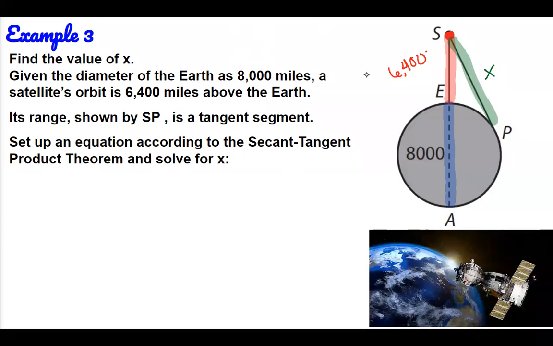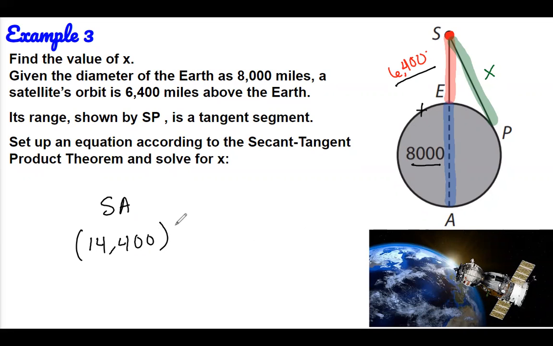What is my secant? Imagining that my satellite is orbiting right at the diameter of my Earth, perfectly, not on the top or the bottom of the Earth, but right through the center, imagine that this is a whole secant. What would it be? It would be the measurement of SA. So SA would be 14,400. Now, what does this number come from? 8,000 plus 6,400.